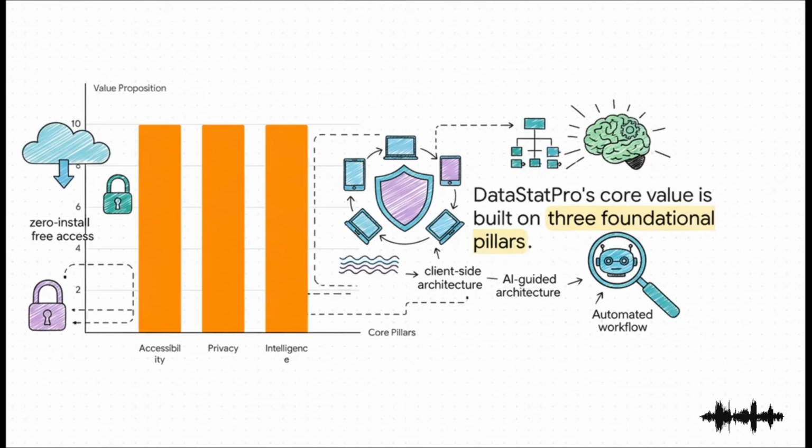So let's bring it all home. The core value of this whole approach really rests on these three massive pillars. First, you have accessibility, thanks to that zero-install, free-to-use model. Second, you have rock-solid privacy, which is guaranteed by that unique client-side architecture. And third, you've got intelligence, using AI to not just guide your analysis, but to automate your workflow, making it a true partner in your research.